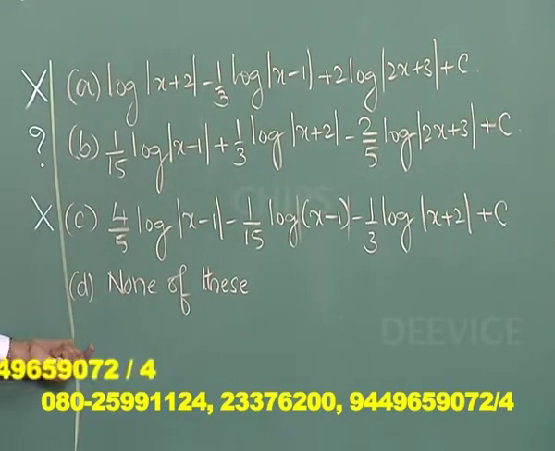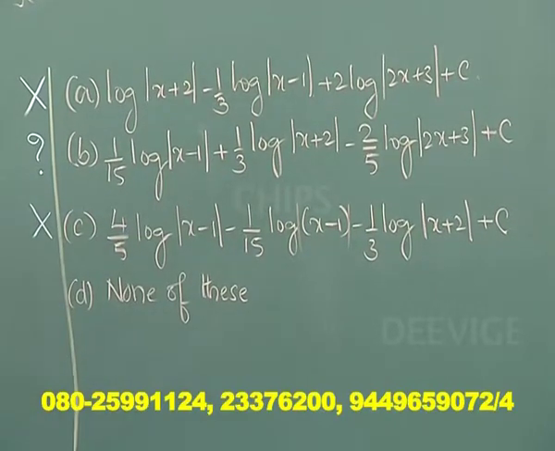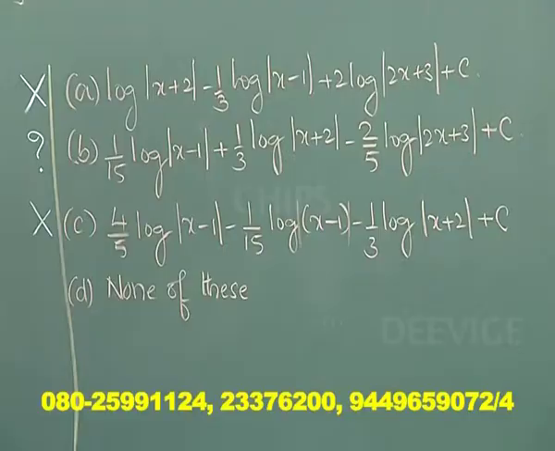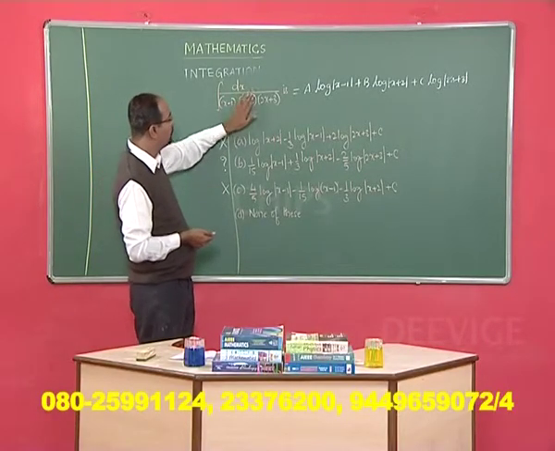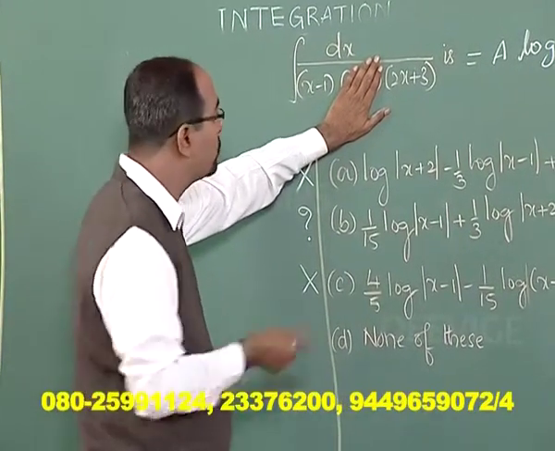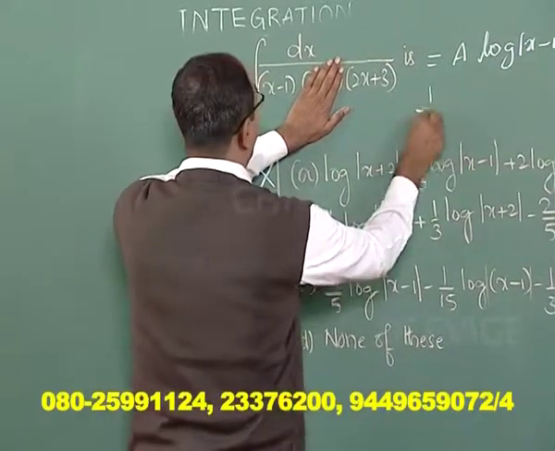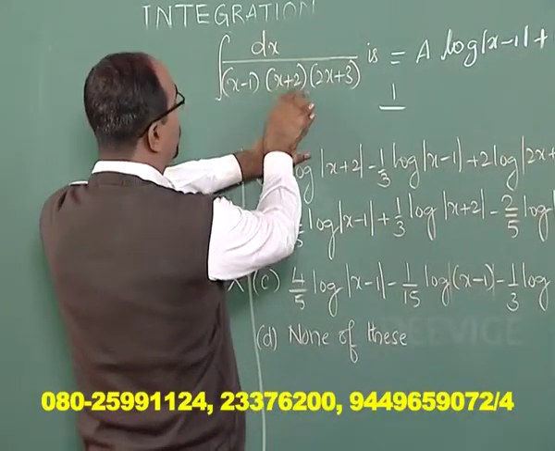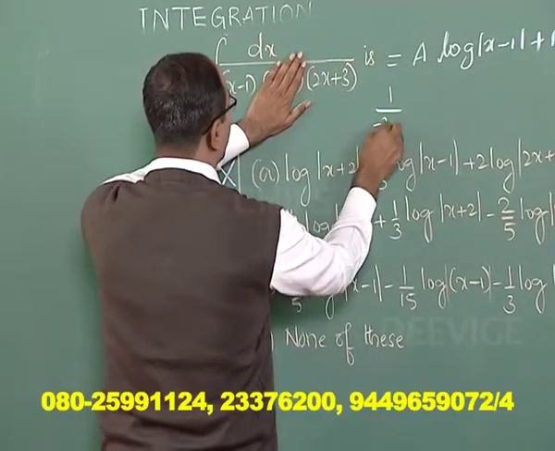For that, there is no other go. We have to find out the coefficient of log of x plus 2 and the coefficient of log of 2x plus 3. What is the coefficient of log of x plus 2? Very simple. Just close x plus 2 here, equate that to 0, x is equal to minus 2. 1 divided by, we are substituting x is equal to minus 2 in this, 1 divided by minus 2 minus 1, that is minus 3.